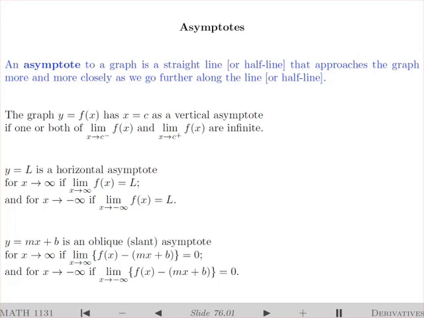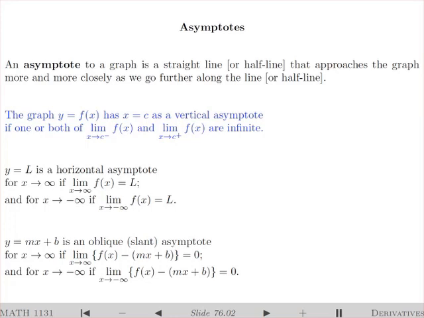For functions, we have to distinguish vertical from non-vertical. A vertical asymptote is a vertical straight line x equals c, such that the function has infinite limit at c, or just on one side possibly.